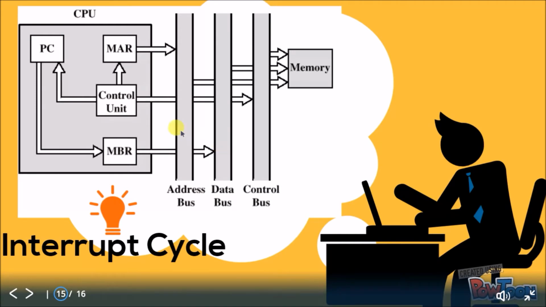Okay. Then the special memory location is loaded into the MAR, which is the memory address register, from the control unit, and then goes to the memory through the address bus. So this is all for the interrupt cycle.